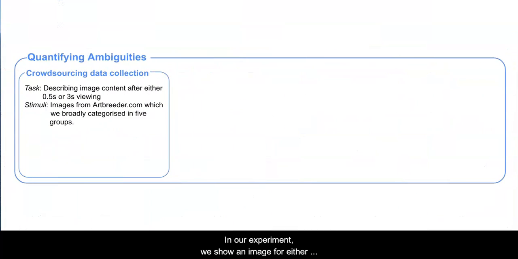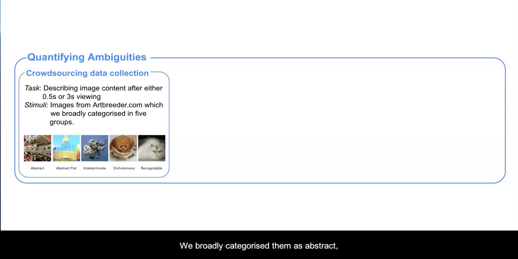In our experiment, we show an image for either half a second or 3 seconds and ask crowd workers to describe it. For stimuli, we gathered 150 of the most popular images from Artbreeder, a generative model-based art website that allows people to create and modify images. We broadly categorize them as abstract, abstract flat, indeterminate, dichotomous, and recognizable. Dichotomous images are those that contain two distinct concepts or subjects.